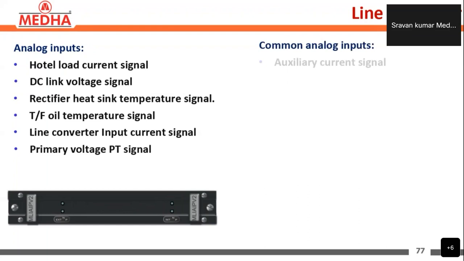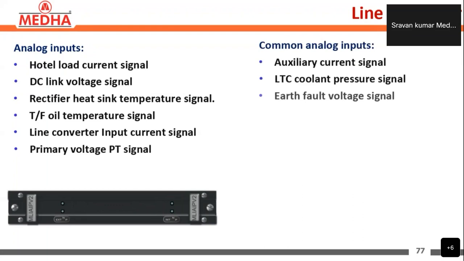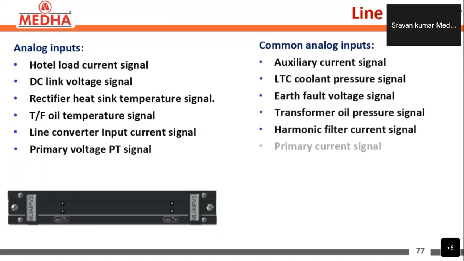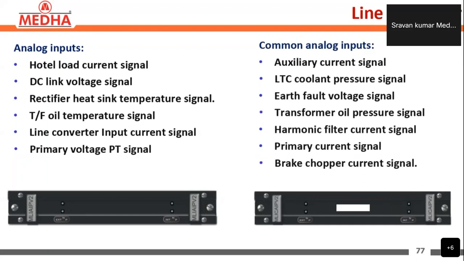Next, we have seen plot number 17, the common analog input card. These are the inputs coming for the common analog input card. That is the auxiliary current signal, line and traction converter coolant pressure signal, earth fault voltage signal, transformer oil pressure signal, harmonic filter current signal, primary current signal, and brake chopper current signal. So these are the signals coming for the common analog input card.